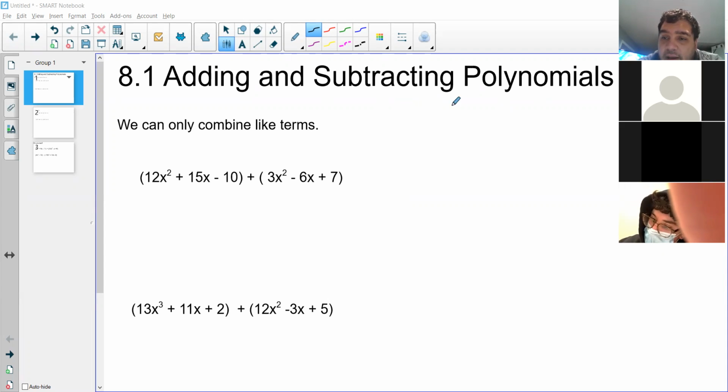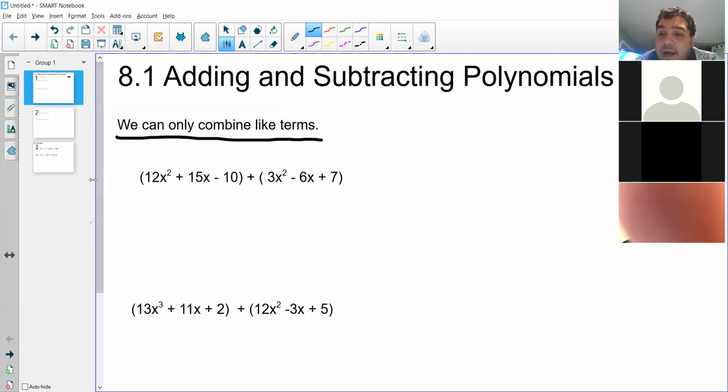Okay, adding and subtracting polynomials. This is super easy. So easy, we'll finish in 10 minutes, most likely. So let's get this done. Definitely write this down. We can only combine like terms.